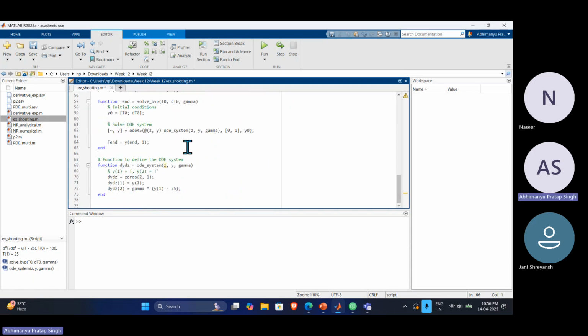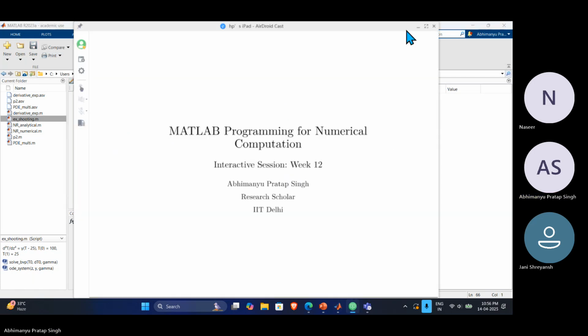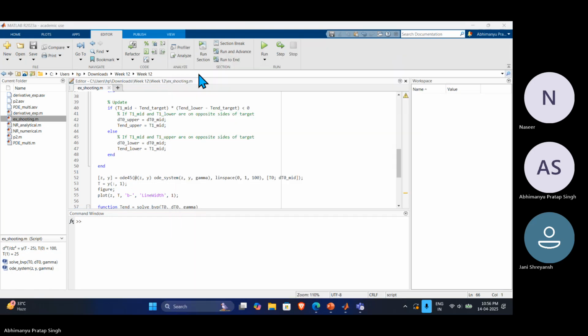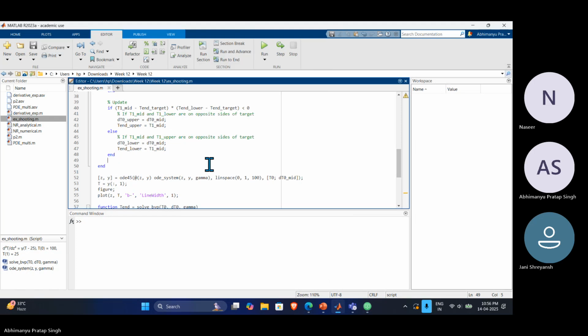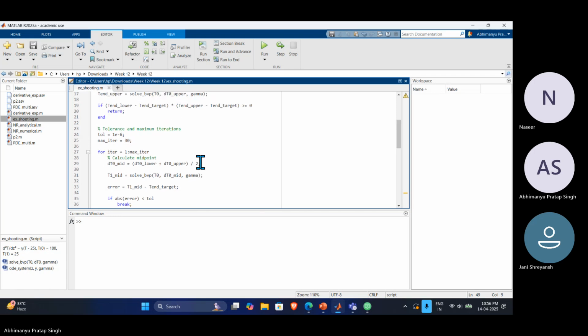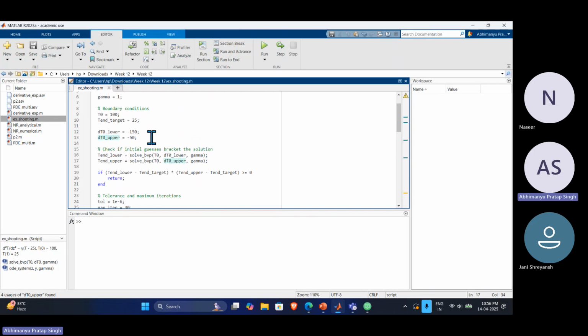Okay. So we solve, as for the bisection method, we need two initial conditions. Like for the bisection method, we need two guesses.